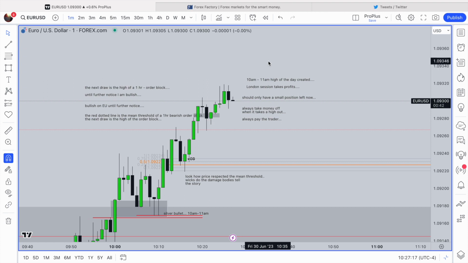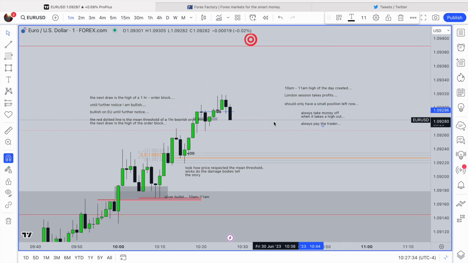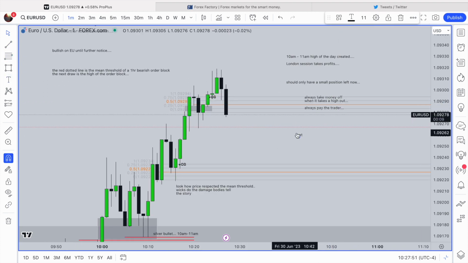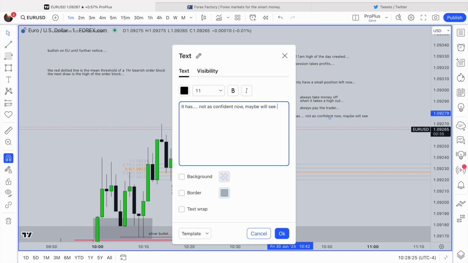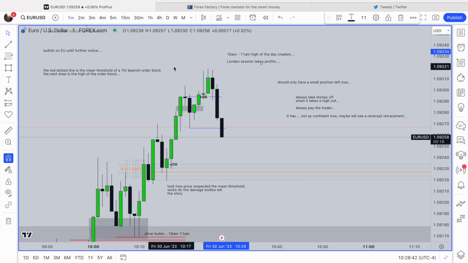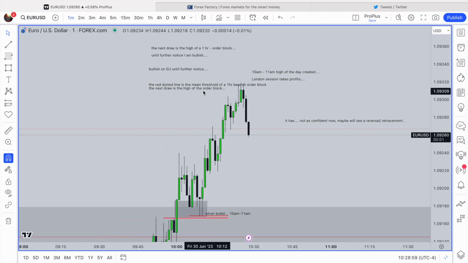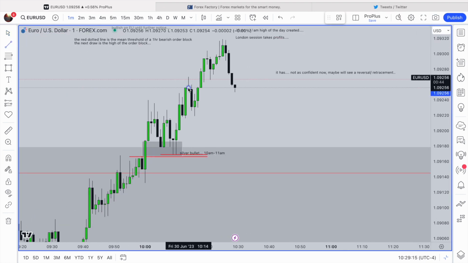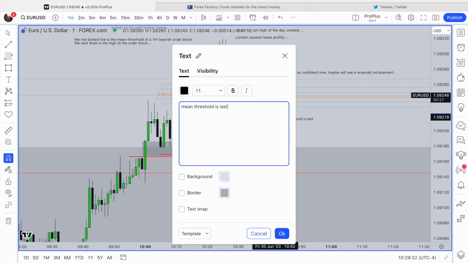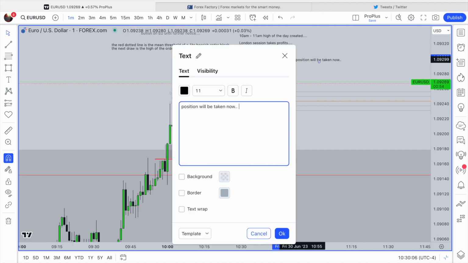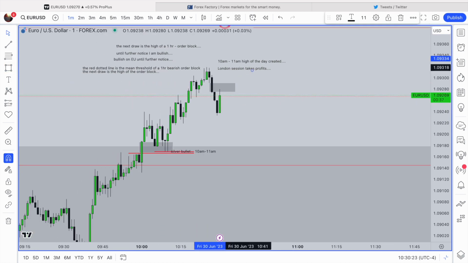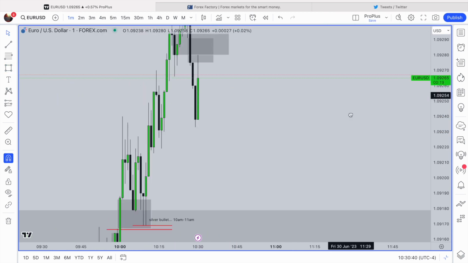So 10 to 11 is where the high of the day sometimes gets created because the London is closing, especially on a Friday. So here there's a market structure shift and it closed below the mean threshold of an order block. There's another order block just down there which I'm going to draw out here, and if it closes below that then I'll take out the trade. So it closed below there just now, I'll be out of the trade, and then there's a bearish breaker which I draw right now there.